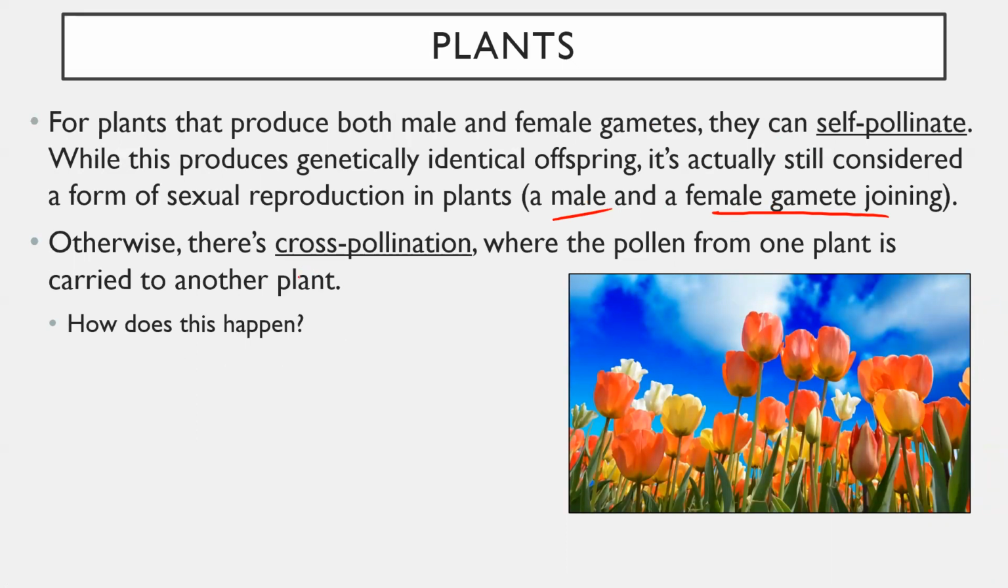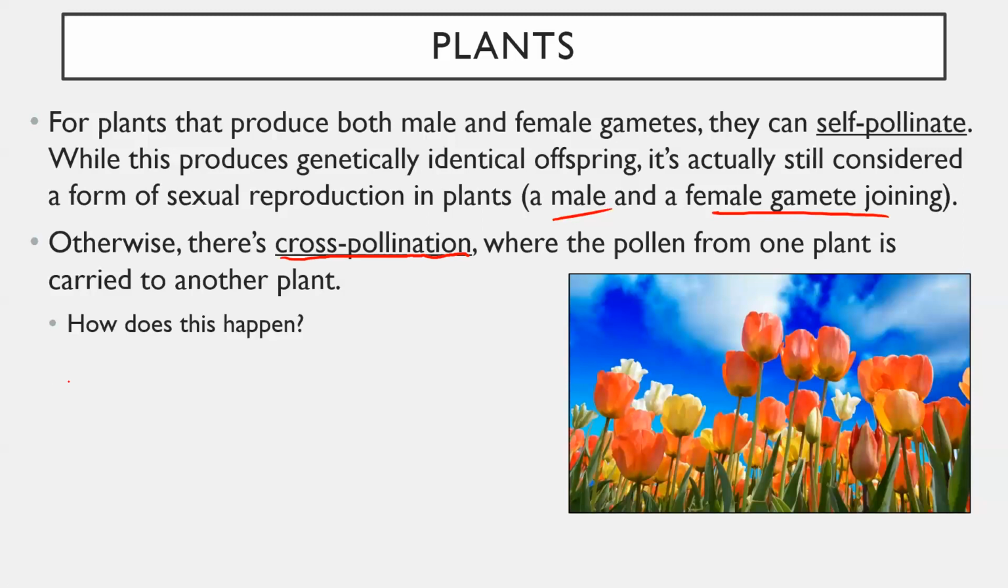Now, otherwise, there's cross-pollination, which is what you've probably heard of from most other situations. I'm going to cross that out. You know what? I'm going to do that better. There we go. That's better underlined. So cross-pollination is where the pollen from one plant is carried to another plant. So let me ask you this, and you can pause if you need to. How does this happen? How does pollen from one plant get transferred to the ovule of another plant?